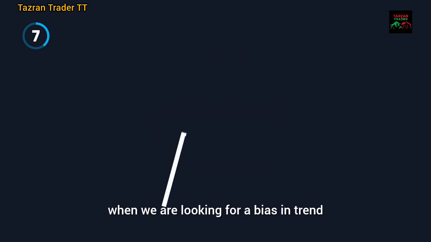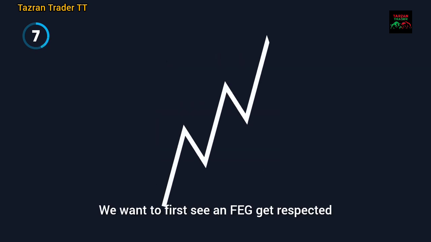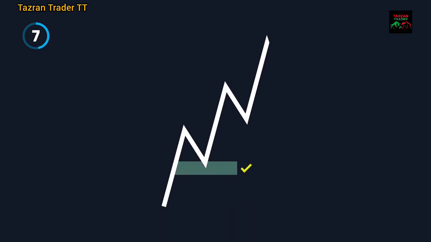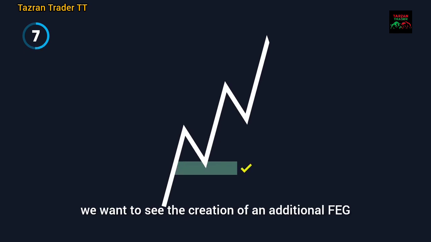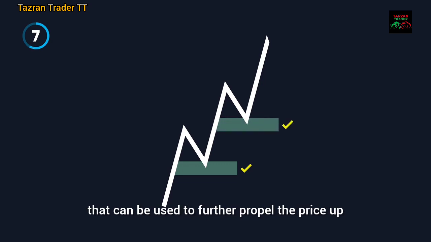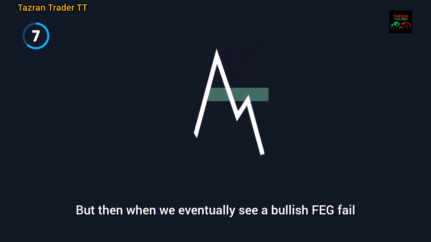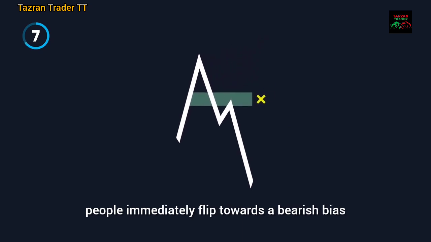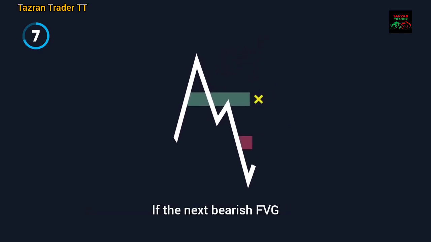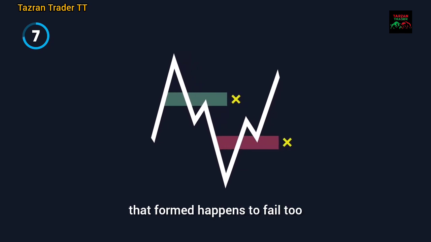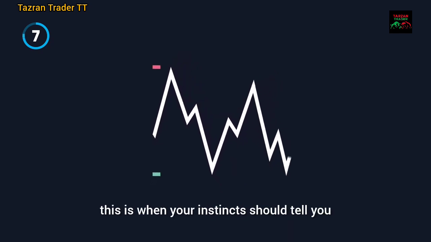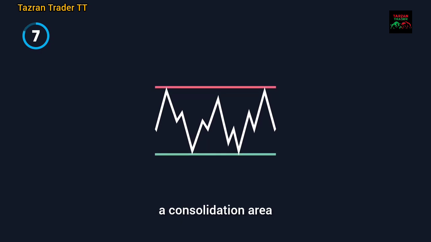This is because when we are looking for a bias and trend, we want to first see an FVG get respected. And from the move that then transpires, we want to see the creation of an additional FVG that can be used to further propel the price up. But then when we eventually see a bullish FVG fail, people immediately flip towards a bearish bias. But if the next bearish FVG that formed happens to fail too, this is when your instincts should tell you that there's a good chance we are entering a consolidation area.